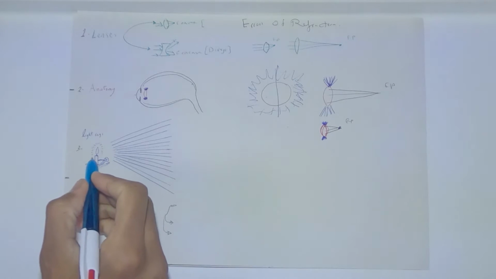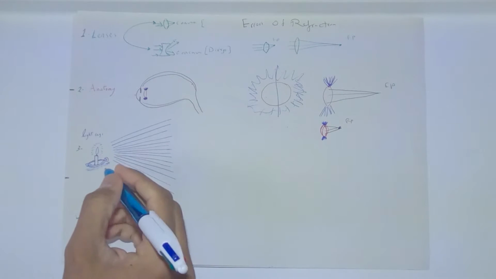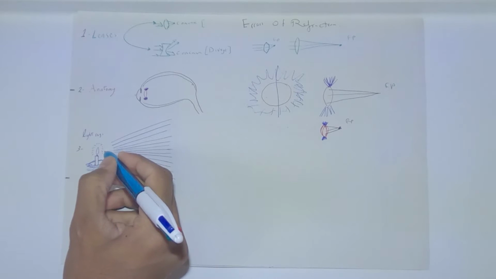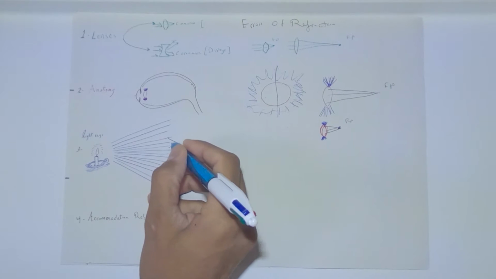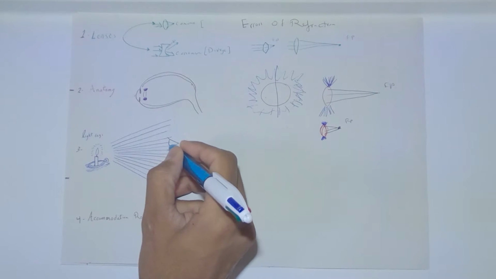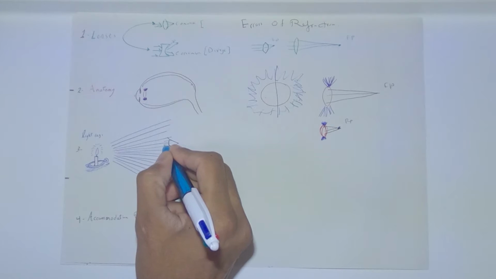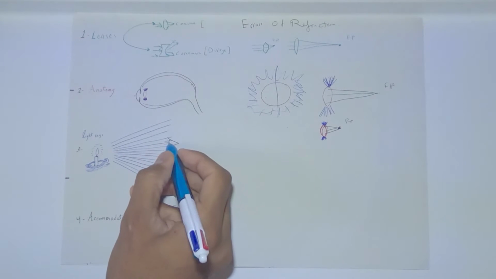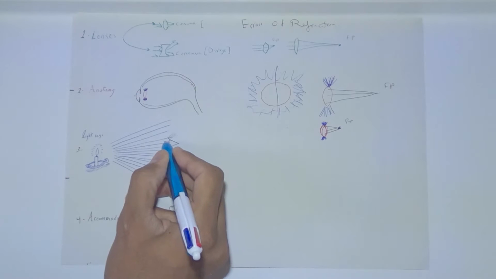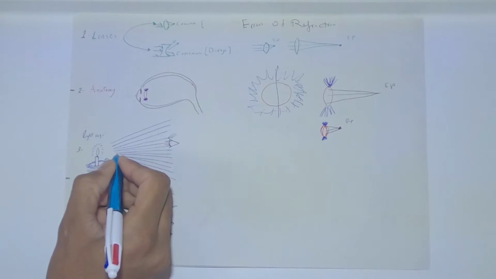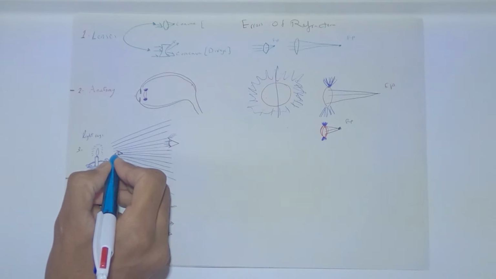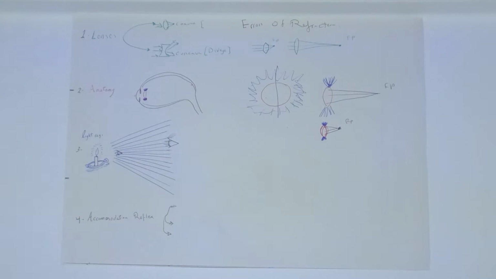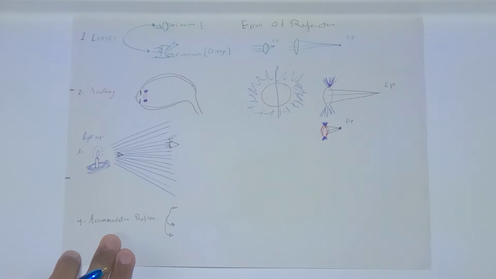If you look closer to the source of light, you would find that the rays of light are a bit more divergent. While if you look from afar, you would see that the light rays are more or less parallel. So if you put an eye here, that's an eye, you'd find that the light rays are parallel. But if you look closer to the subject or an object, you'd find that the light rays are more or less divergent. Last point is something called the accommodation reflex.